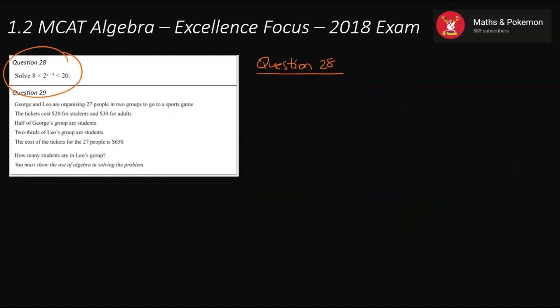Now on to question number 28. These are my favorite type of questions. Simply, it says solve that. So let's jot down our equations. We've got 8 times 2 to the power of x minus 4. When is that less than 20?